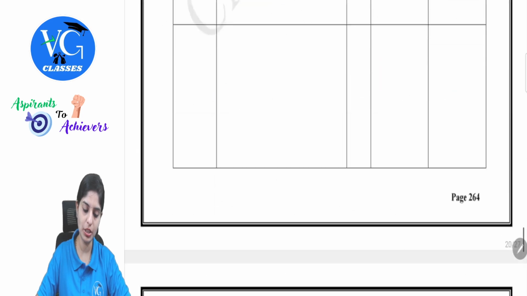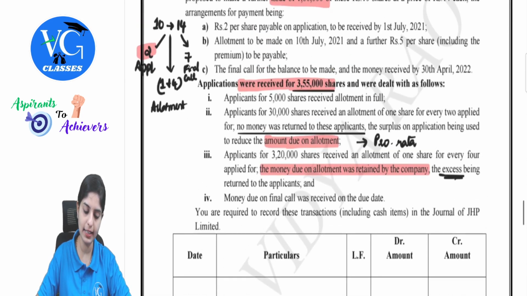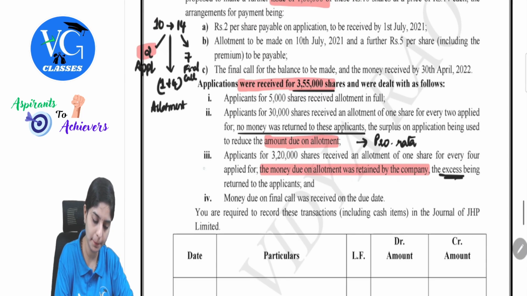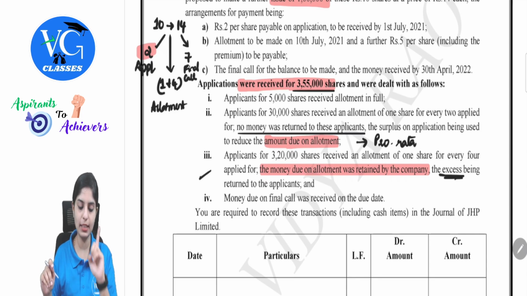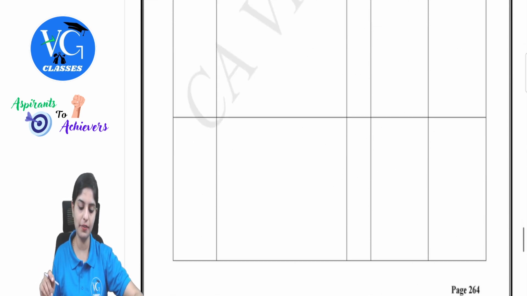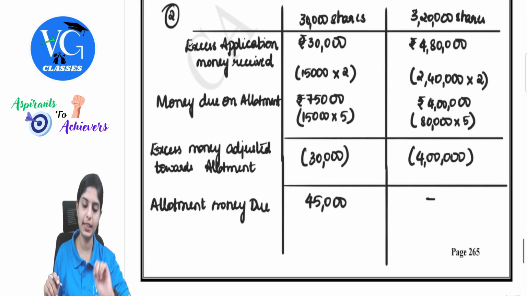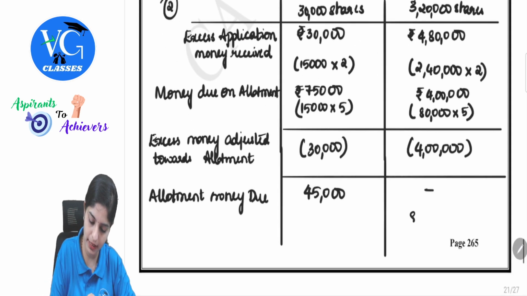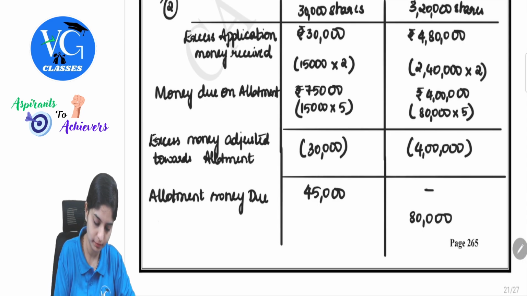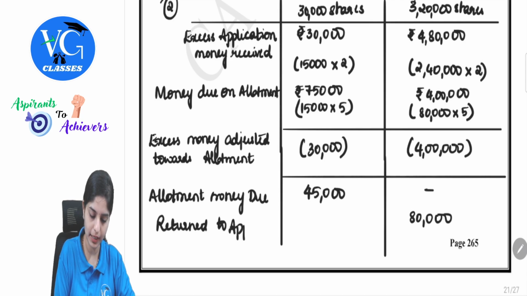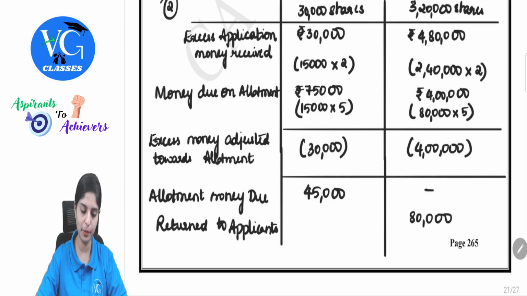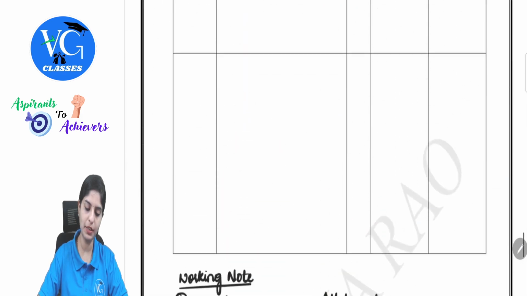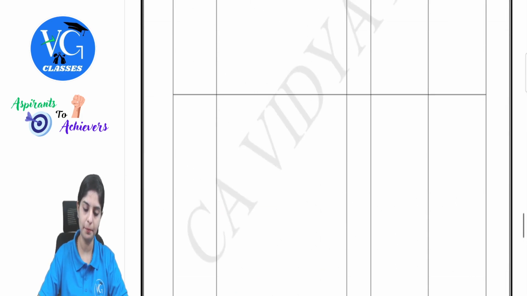Now the question in the second category clearly specifies, see, read here. The money due on allotment was retained. We already gave 4 lakh. The excess is being returned to the applicant. So we anyway have extra 4 lakh 80,000, less 4 lakh. How much is returned to the applicant? 80,000. This is returned to applicants. So this is nothing but your pro rata arrangement. All of these points we will reflect in the journal entry.